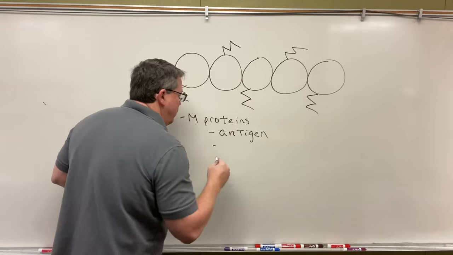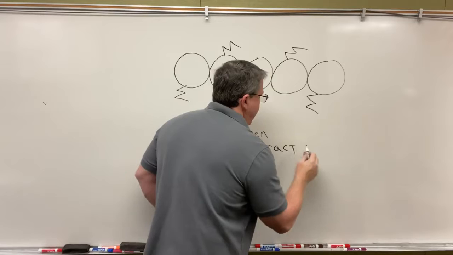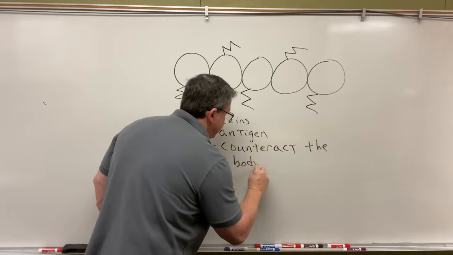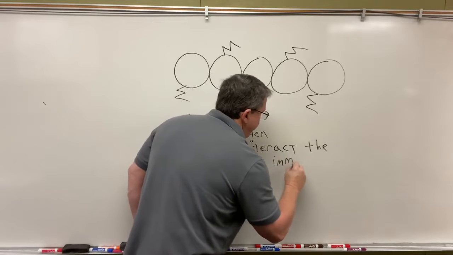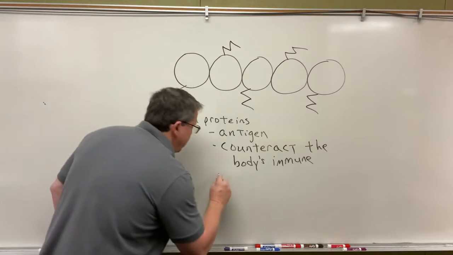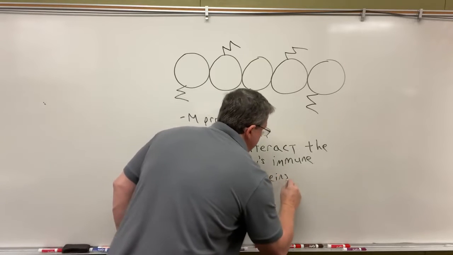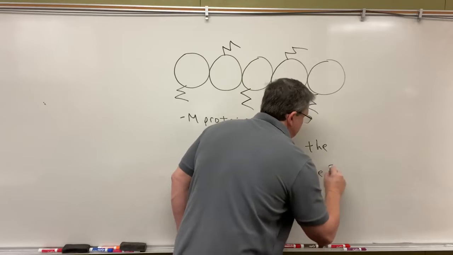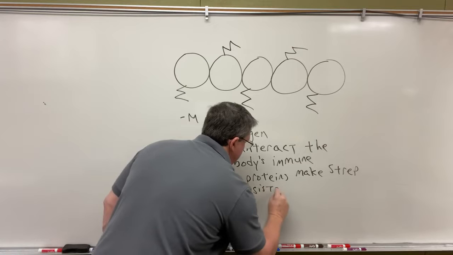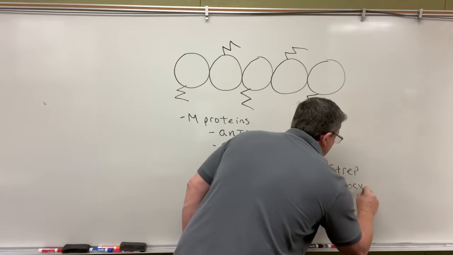However, M proteins counteract the body's immune response. Okay, and part of the way they do this is they prevent phagocytosis. So the M proteins are actually going to make this resistant to phagocytosis. So M proteins make strep resistant to phagocytosis.